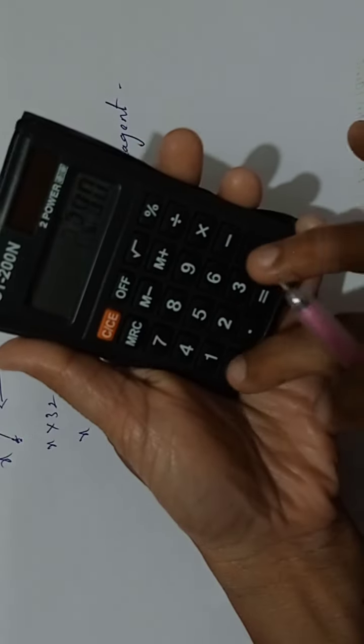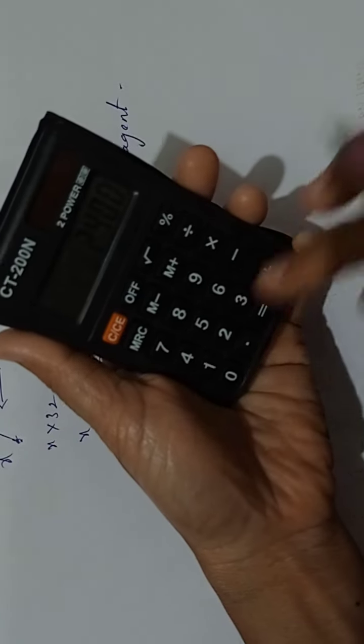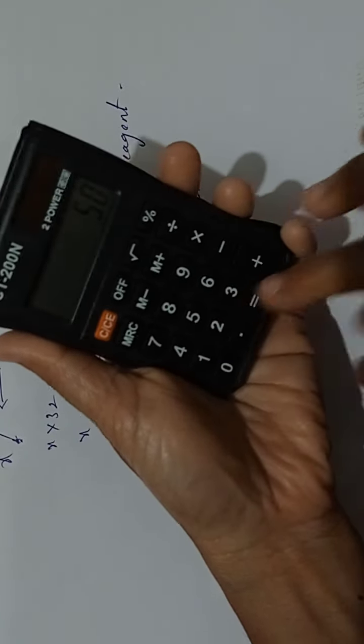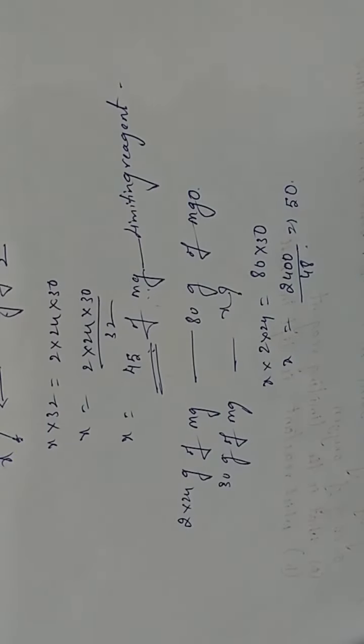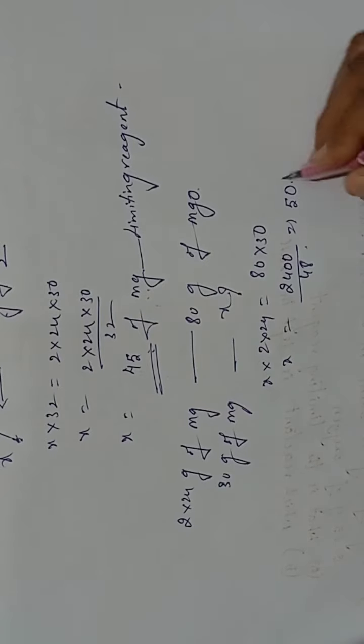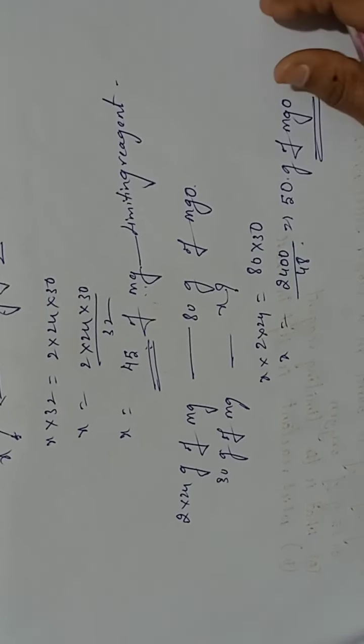2400 divided by 48 is 50. Answer, how much? 50. Clear? So this is the mass of the magnesium oxide. 50 grams of magnesium oxide is produced.